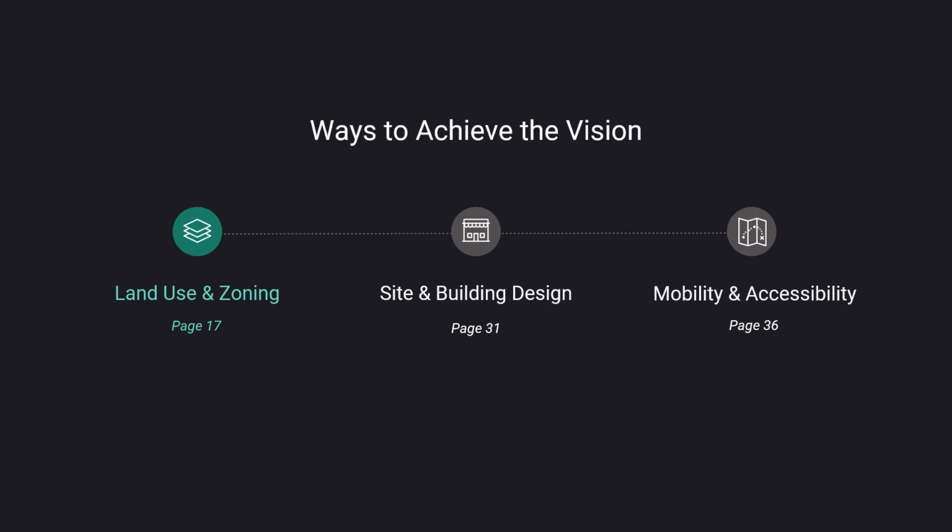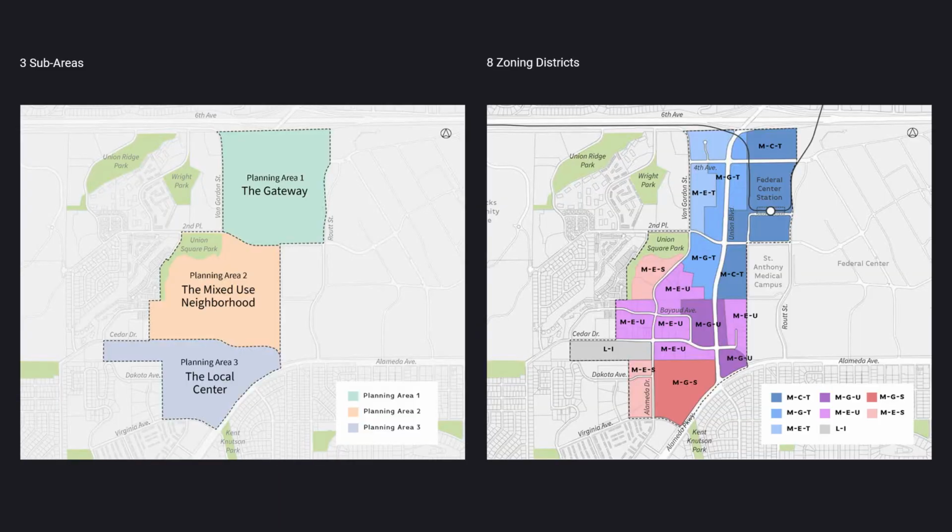Land use and zoning, site and building design, and mobility and accessibility are the planning tools that can help achieve this vision. The vision plan is organized into these 3 recommendation categories. Within the project area, 3 sub-areas emerged based upon their key characteristics and existing land uses. Land use permissions are defined in the Lakewood zoning ordinance, and there are 8 different zone districts within the entire planning area.